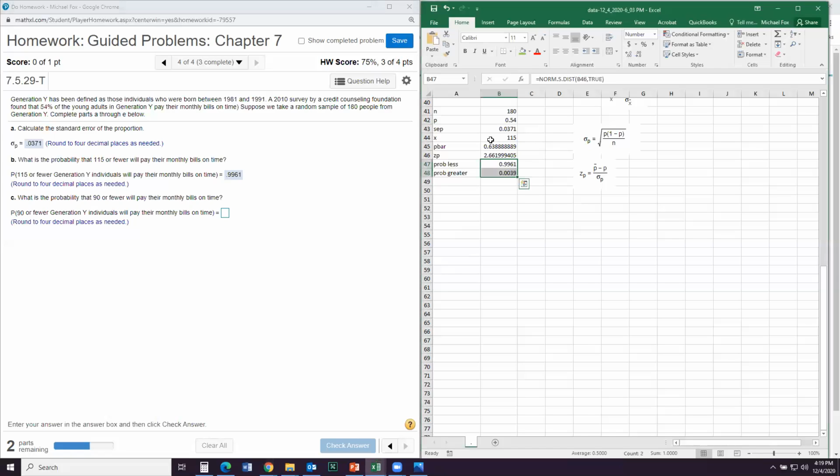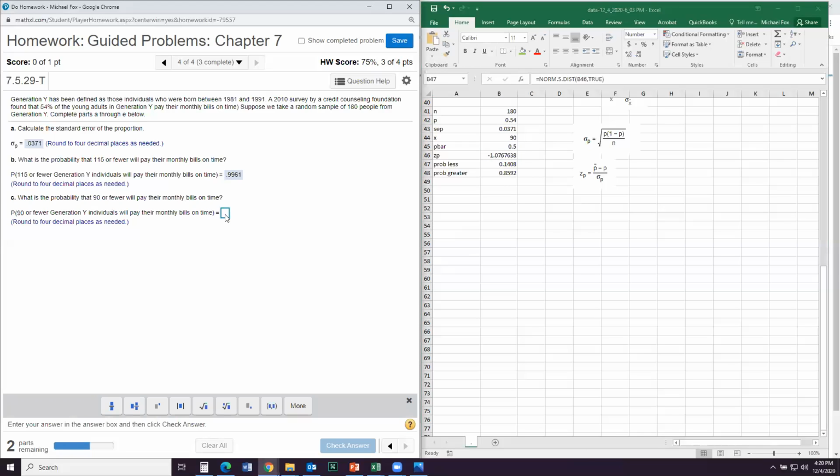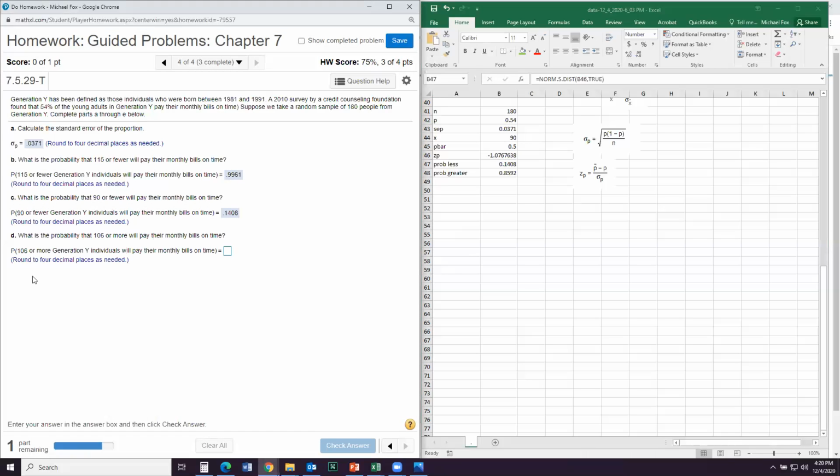The second one says, what's the probability that 90 or fewer will pay their bills on time? So I'm just going to change X to 90. I'll look at my probability of less than, and it's 0.1408. This one says, what's the probability that 106 or more will pay their bills on time? So I'll change X to 106. This time, though, I'm looking at the probability that's greater than, because it says or more. So that's 0.0941.